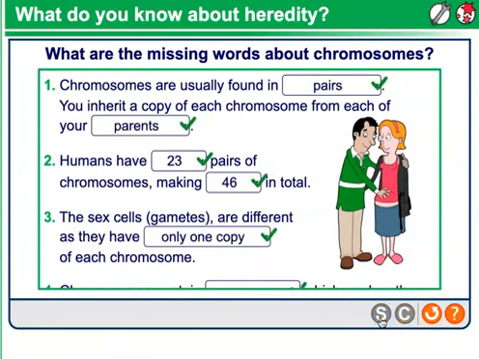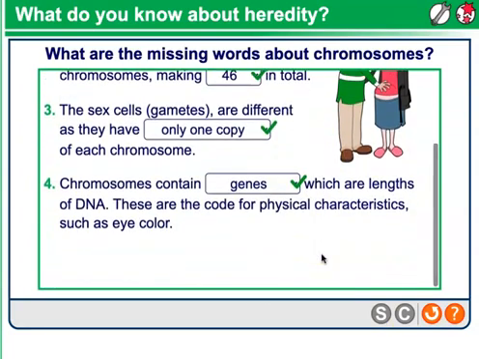So what do we know about heredity now? Chromosomes are usually found in pairs. You inherit a copy of each chromosome from each of your parents. Humans have 23 pairs of chromosomes, making a total of 46. The sex cells, or gametes, are different as they have only one copy of each chromosome. Chromosomes contain genes, which are lengths of DNA. These are the code for physical characteristics such as eye color.